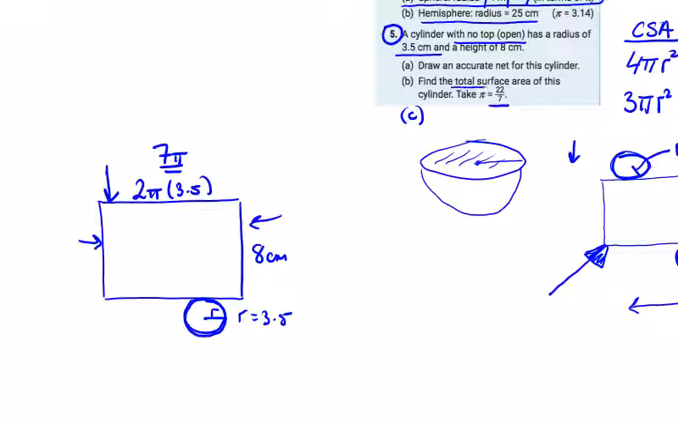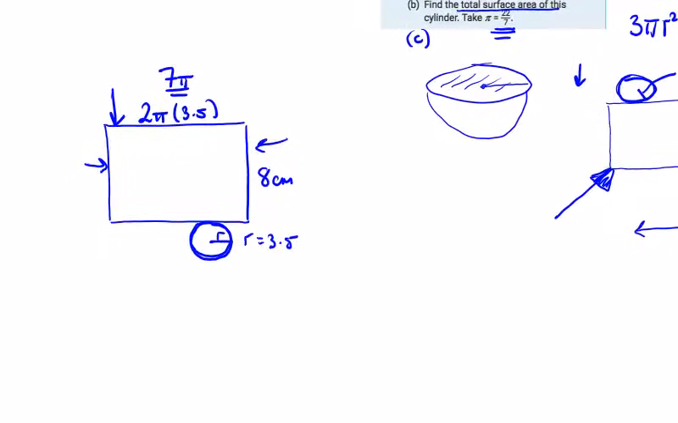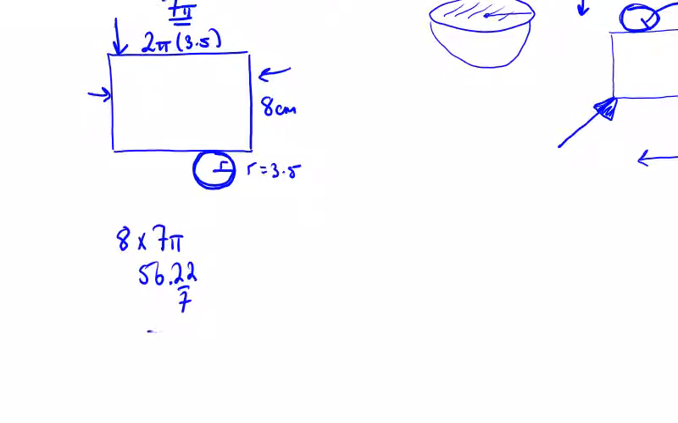We're asked to find the total surface area, but take pi as 22 over 7. So if we look at the total surface area, we have 8 by 7 pi, which is 56 by pi, which is 22 over 7, and 56 and 7, there's a relationship, is 8 by 22, which is 168, and we're talking about centimeters squared.